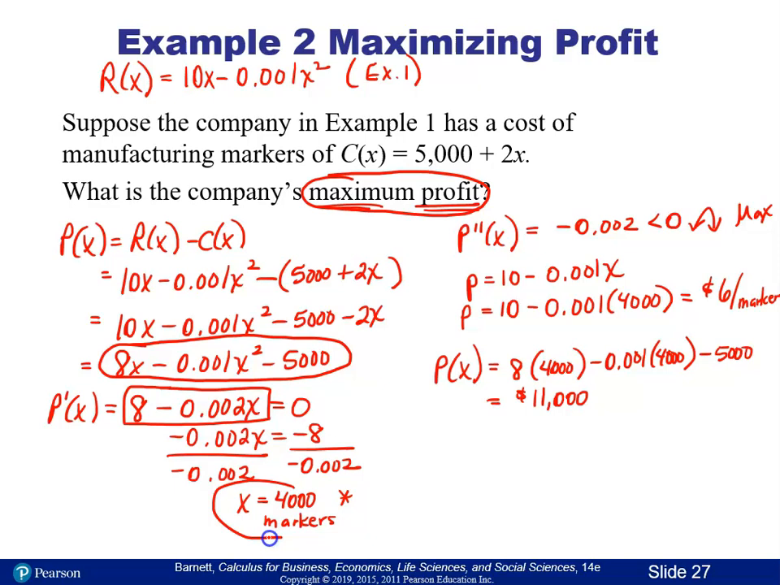So what we found is that by producing 4,000 markers, we will have our maximum profit. We don't know what we're going to charge for those until we plug it into the price equation, which is here. That gives us the price that we want to charge in order to have that maximum profit. And then we're going to plug that 4,000 into the profit equation to figure out what that maximum profit is. So there is a difference between the lowercase p and the uppercase. Uppercase is the profit. The lowercase is the price.